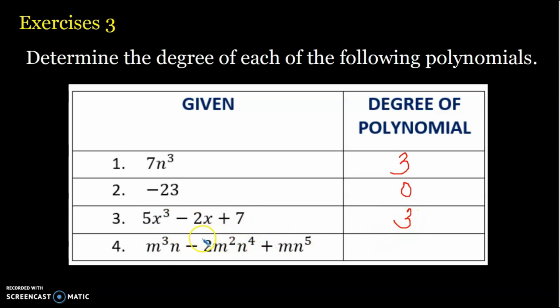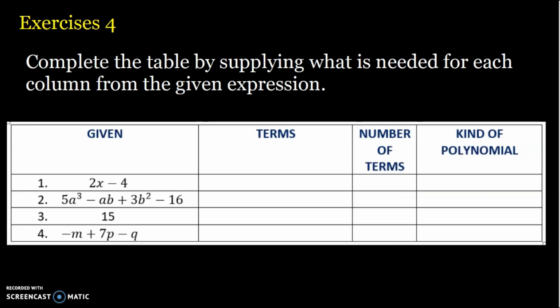And for the last polynomial, we have an m cubed n minus 2m squared n to the 4th plus mn to the 5th. So, makikita nyo dyan, kunin natin yung degree ng bawat term. We have 3 and 1, 4 here. 2 and 4, 6 sa pangalawa. And 1 and 5, 6. So, 4, 6, 6. Ang pinakamataas ay 6. And there you have it. So, I hope that we learn something about this on the degrees of polynomial, and let's check on the next one.